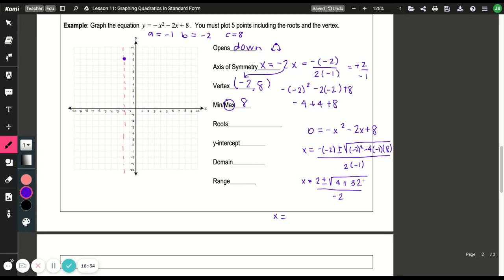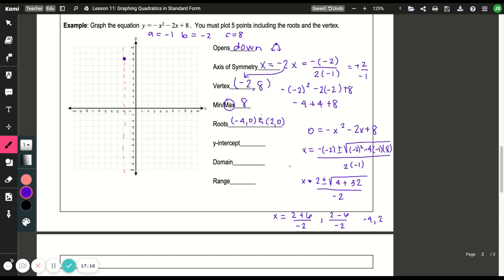So I'm going to split it into my two solutions. The first one will be 2 plus 6 divided by -2. And the other one will be 2 minus 6 over -2. 2 plus 6 is 8. Divided by -2 is -4. 2 minus 6 is -4. Divided by -2 is +2. So I'm going to write those two roots as X intercepts. -4, 0, and 2, 0.